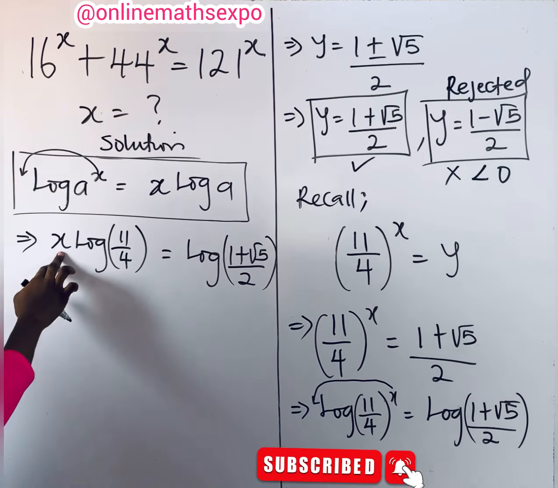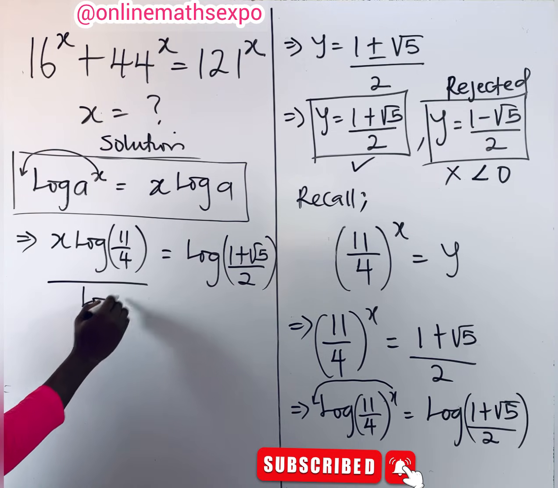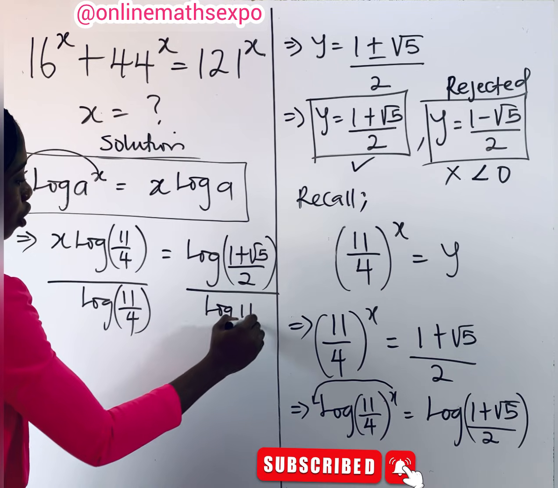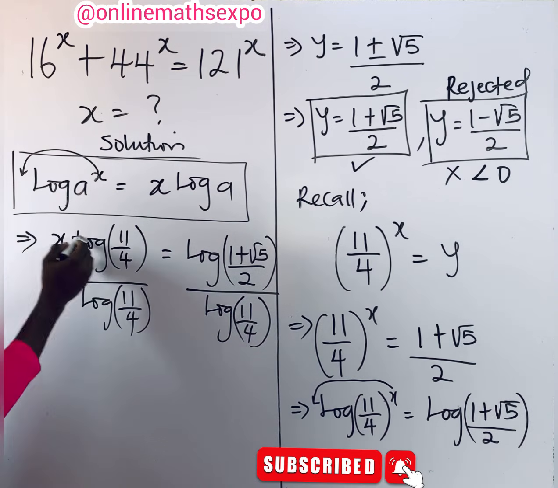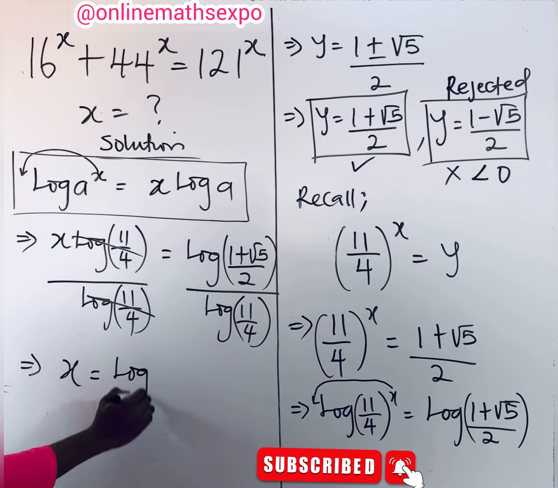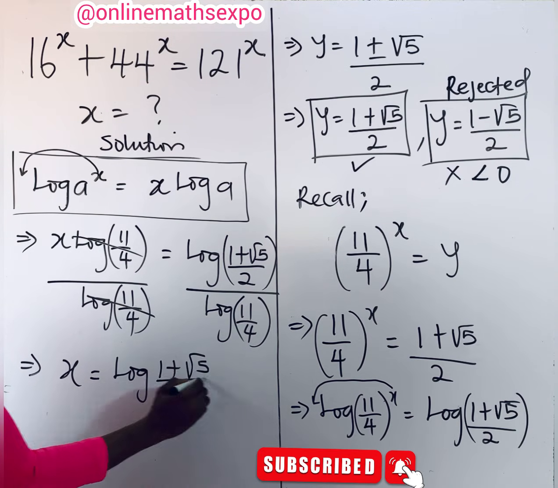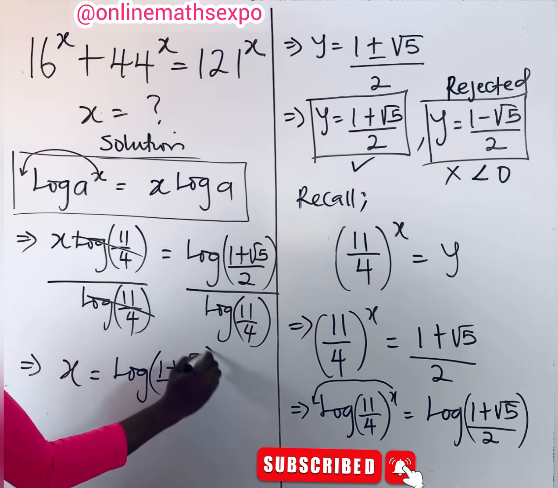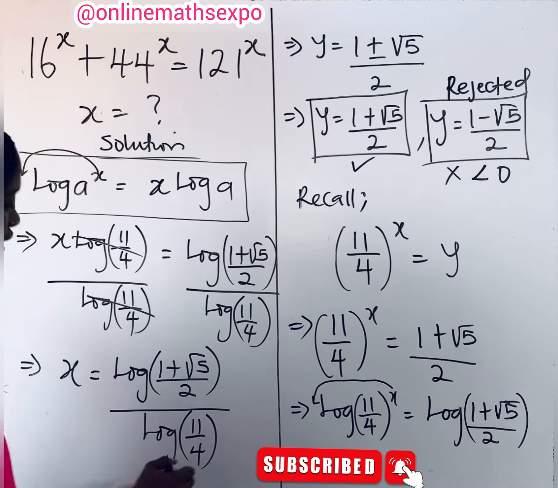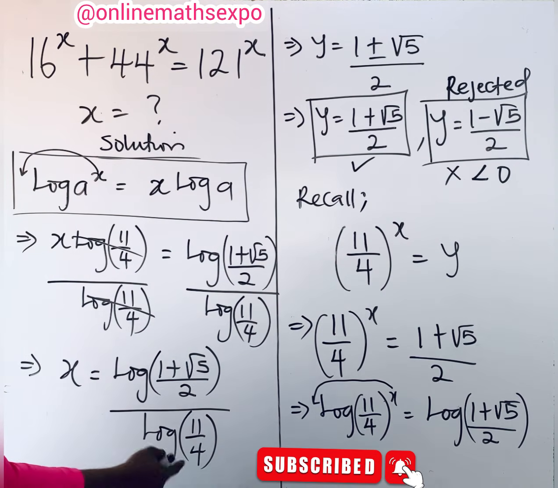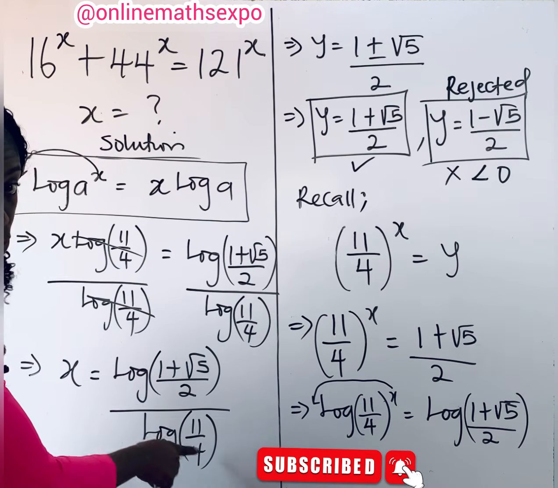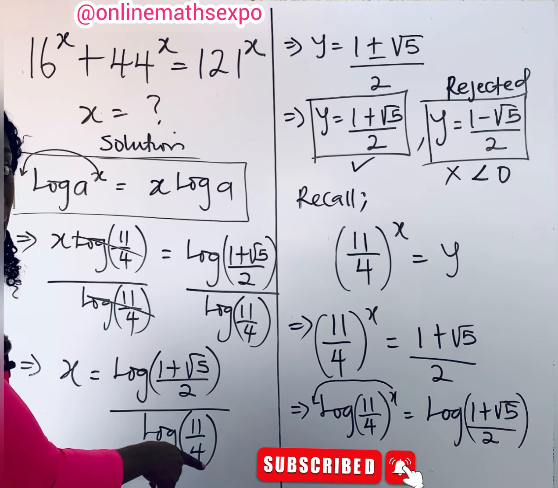Now remember it's x you want to find, so you are free to divide both sides by log of 11 over 4. Divide this also. So if you do it, this takes off this, and this results to x is equal to log of 1 plus root 5 over 2, then divided by log of 11 over 4. Now, when you look at this, you observe carefully that this is an improper fraction. So you are going to do something to reverse it. You're not supposed to leave your answer as improper.